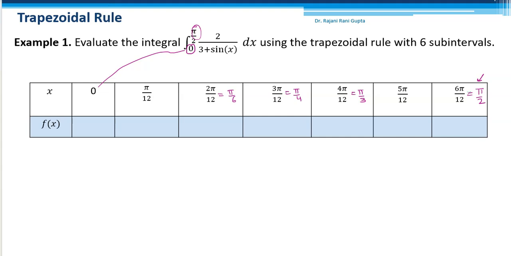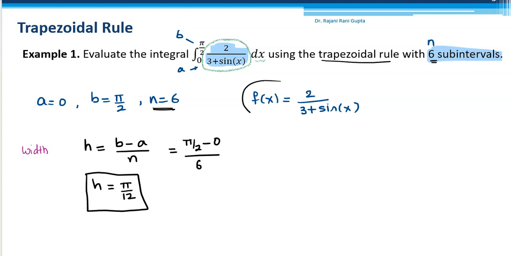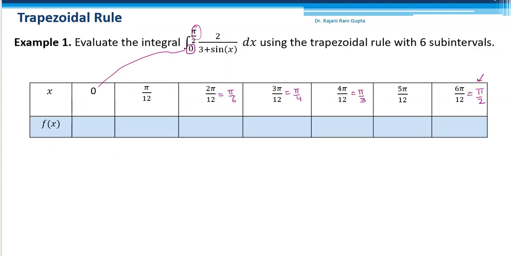You need the value of your function at all these points. So we noticed here, what is our function? f(x) is 2 over 3 plus sine x. So let me write this function here. f(x) is 2 over 3 plus sine x. So when x is 0, what happened to this function? At x equal to 0, it will become 2 over 3 plus sine of 0. So when you solve it, what do you get? 2 over 3.